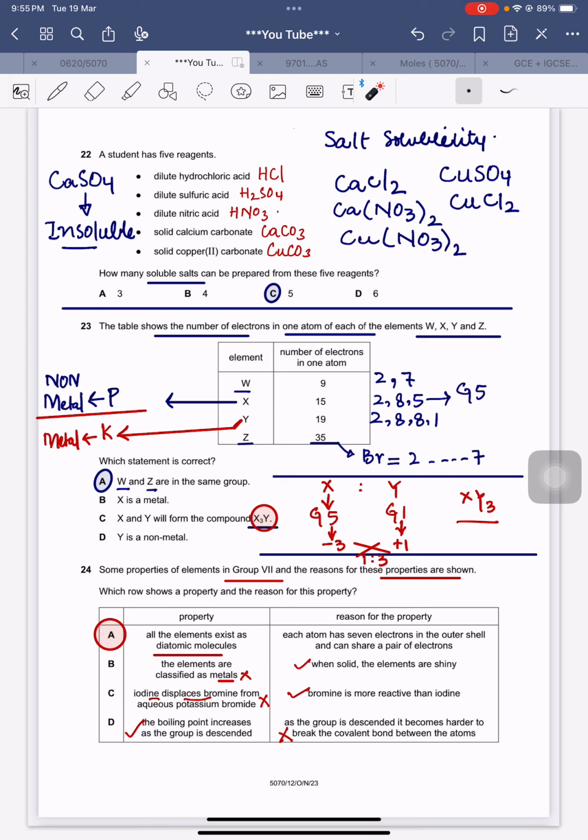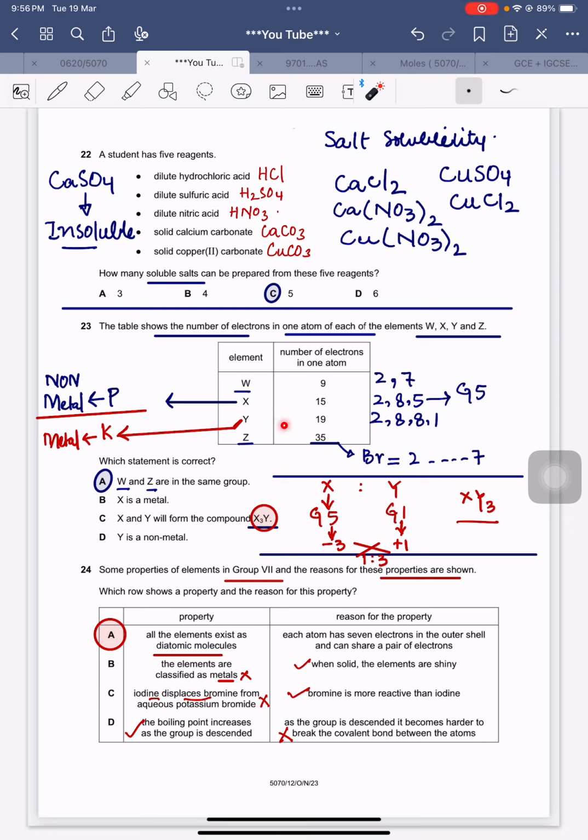The table shows the number of electrons in one atom of each of the elements W, X, Y and Z. So we have W, X, Y and Z. Before moving towards the question, one should do the working here. Number of electrons in one atom. W has 9. 9 means what is the electronic configuration? 2 and 7. 2 in the first shell and 7 in the last shell. X means 15, which means 2, 8, 5. It is part of group number 5. How? Because 5 electrons are there in the outermost shell. It is telling you that it is a part of group number 5.